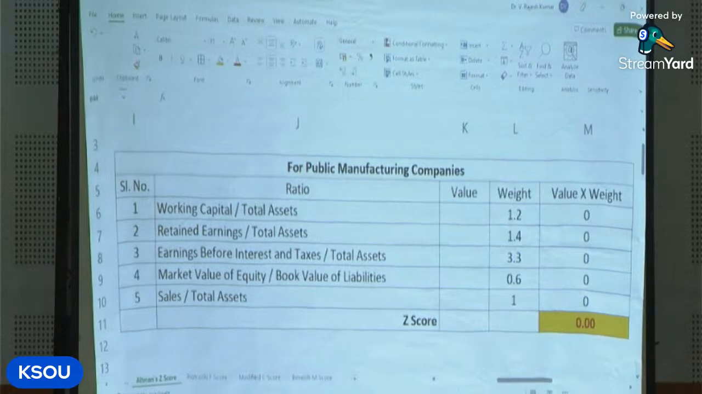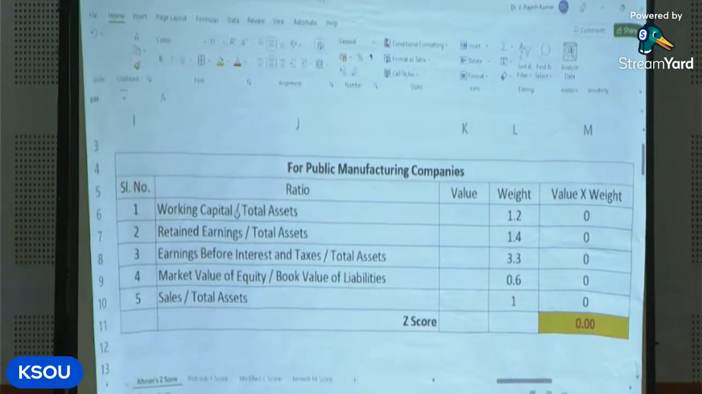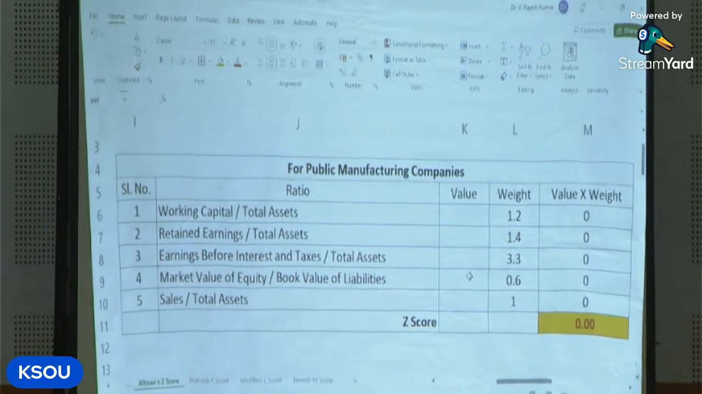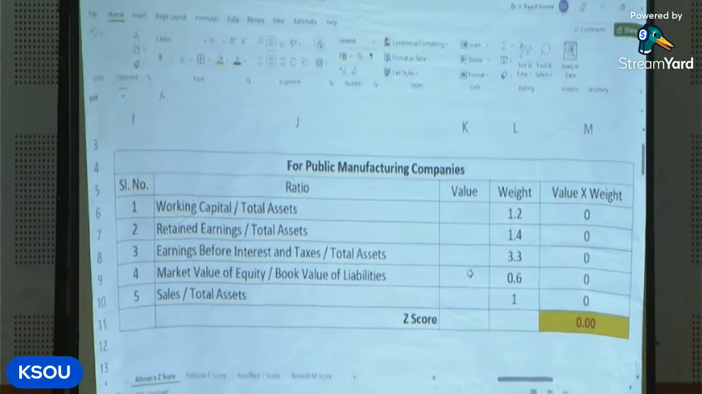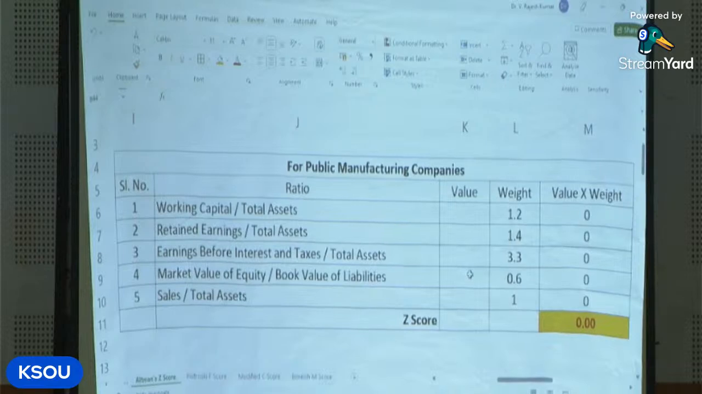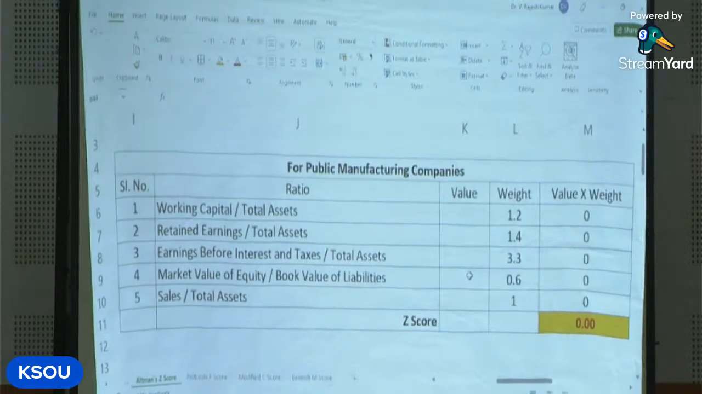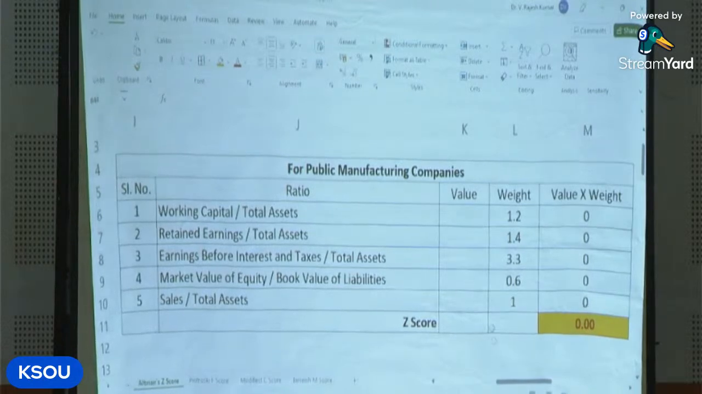Now, what are these? Friends, the first ratio says, take working capital by total assets. How do you get working capital? Current assets minus current liabilities, by total assets. So out of total assets, how much is liquid funds? So this is called a measure of liquidity.